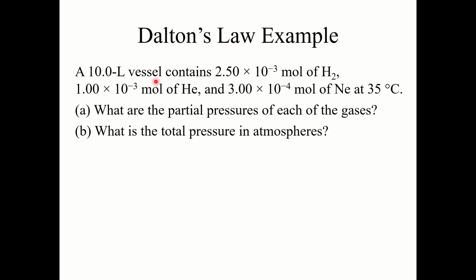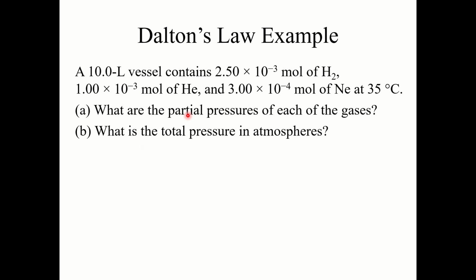This problem states that a 10-liter vessel contains 2.50 times 10 to the negative third moles of hydrogen gas, 1.00 times 10 to the negative third moles of helium, and 3.00 times 10 to the negative fourth moles of neon. They are all at 35 degrees Celsius. First, what are the partial pressures of each of the gases? And second, what is the total pressure of the container in atmospheres?